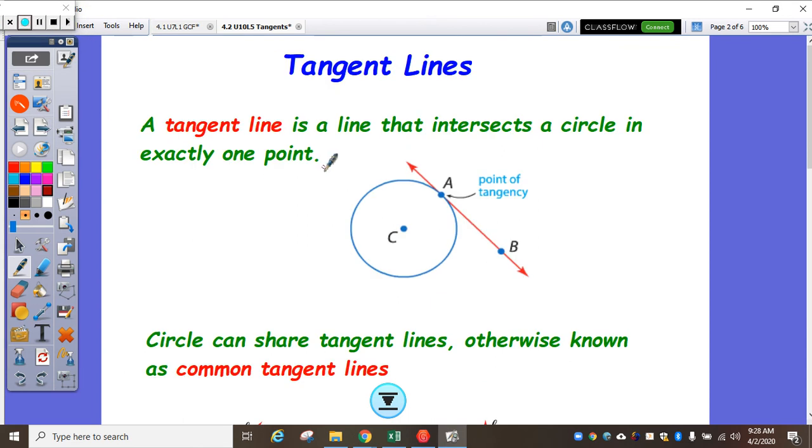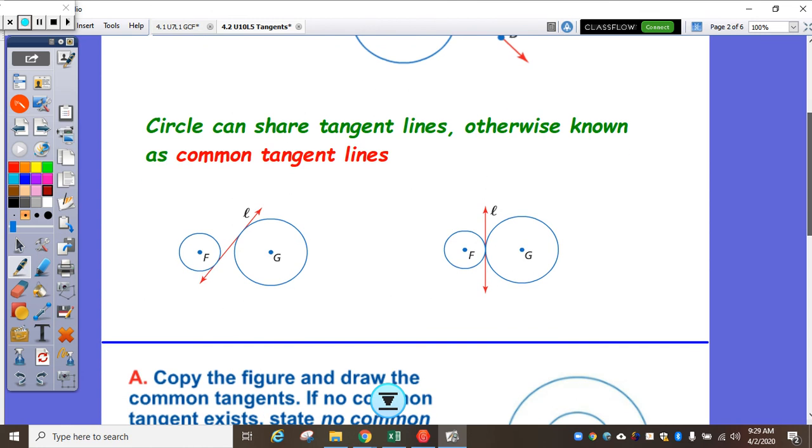So a tangent line is a line that is outside of the circle and only intersects the circle at one location. That one location where the line intersects the circle is called the point of tangency. Now, if I have multiple circles, they can have multiple tangent lines, called common tangent lines. So we can see here, this is a common tangent line. They're going to intersect the circle at 2 different locations.